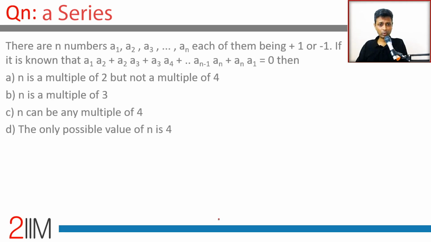There are n numbers a1, a2, a3 all the way till an, each of them being plus 1 or minus 1. If it is known that a1a2 plus a2a3 plus a3a4 all the way till a(n-1)an plus an a1 is equal to 0. Remember, each of these products has to be either plus 1 or minus 1. Adding plus 1 and minus 1 and finally getting to 0, there should be an equal number of plus 1s and minus 1s, or there should be an even number of terms.